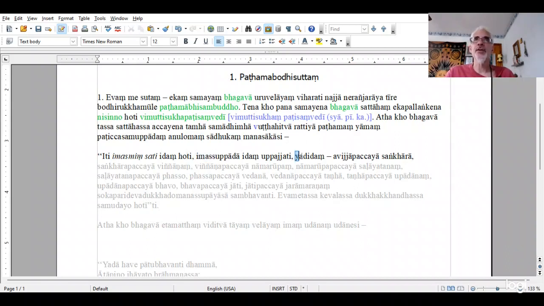And then we get this word yadidaṃ. It's really a compound, but namely as follows. And then, as I said, dear listener, we're just going to take this first part of the Paticcasamuppada, and this formula is going to hold pretty much until the end. So we have avijjāpaccayā saṅkhārā.